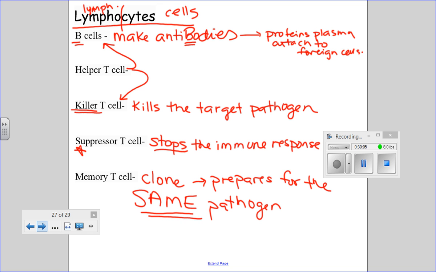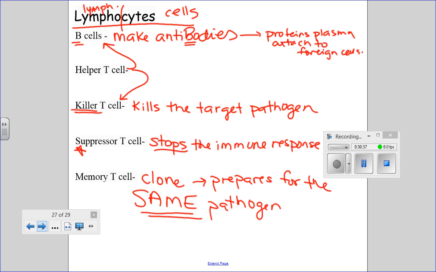Now, highlighting the word same, then you might ask, why do I get a cold every year? And that's because there are more than one strain of cold and flu viruses floating around. You should not get the same cold twice, but you could get a different cold than the one you had before. And that's the problem, is there are so many strains of it that it keeps on coming back because your body doesn't recognize that it's the same pathogen because it's a slightly different variation of what you had before.